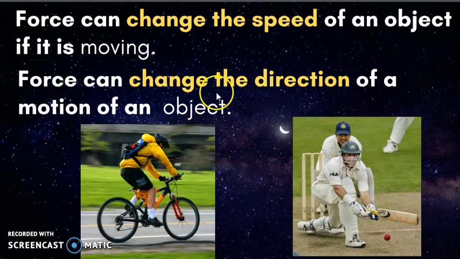Also, it can be used in changing the direction of a moving object. For example, when this batsman is hitting the ball, what happens when the ball comes? It comes in a straight path, and as soon as the batsman hits it, it goes and changes its direction. So what did this batsman do? Yes, he applied force so that the ball changed its direction. So force can also make you change the direction.